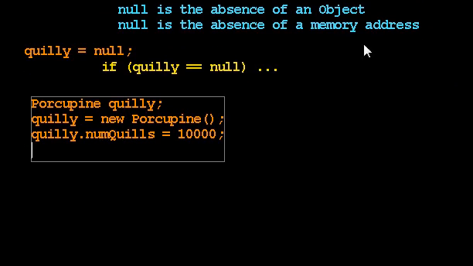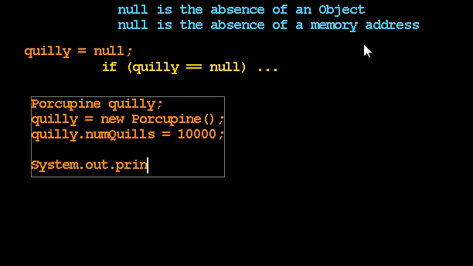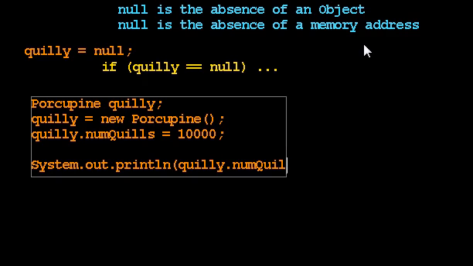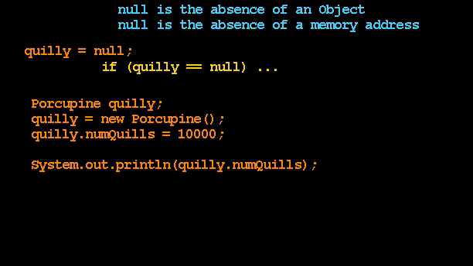If I now say I would like to print the value of numQuills, it's going to print 10,000. Now what goes wrong if instead of working with a porcupine object like this one, what goes wrong if I instead had null? What if I didn't have a porcupine yet?